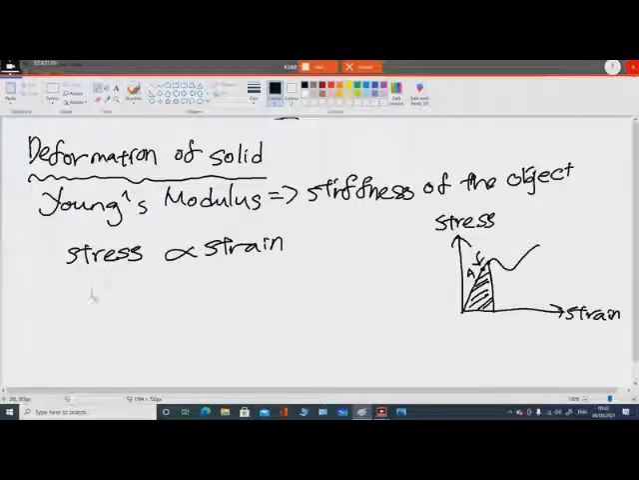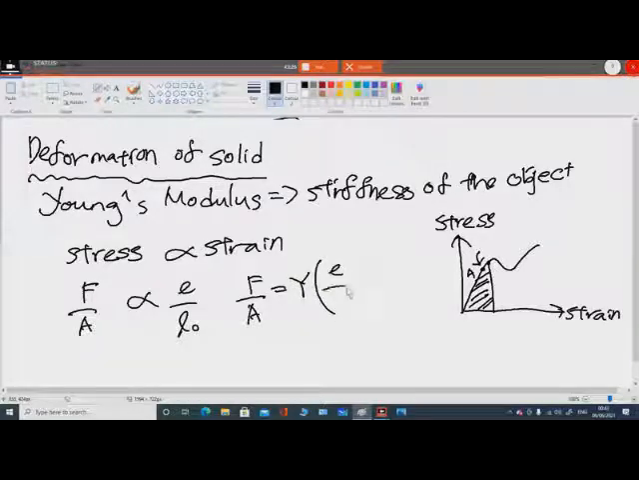So stress is F over A, and this will be directly proportional to extension over the original length. So in terms of equation, F over A is equal to a constant which is called Y, times E over L. So Young modulus is equal to stress over strain. So this is the Young modulus.